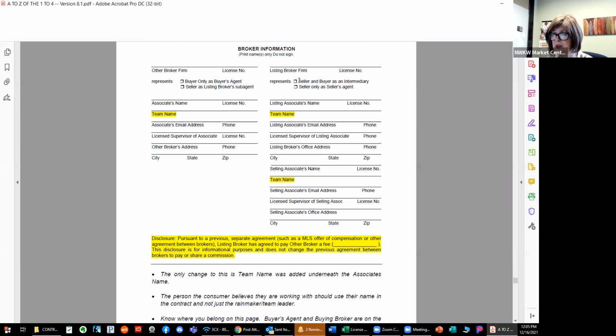But depending on which side you're on, if you're the listing agent or brokerage, you're going to be on the right-hand side. If you represent the buyer, you're going to be on the left-hand side. But if it's an intermediary situation, then you're both going to be on the right-hand side. The listing broker up here, and down here, the selling associate's name and listing broker, that's all listing broker. And then it starts down here where you're going to put the selling associate's name because you're both under that same brokerage.